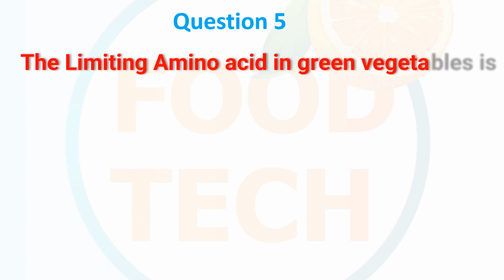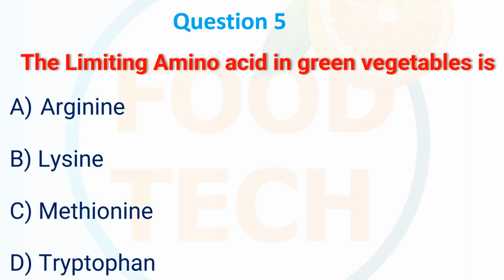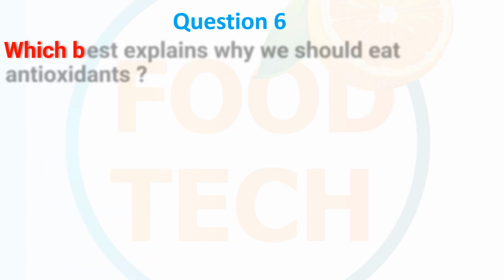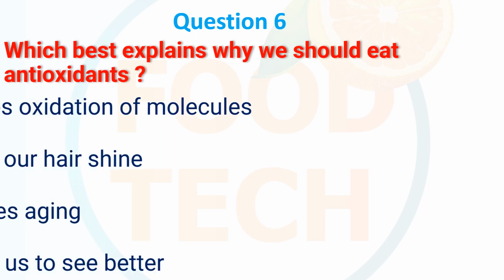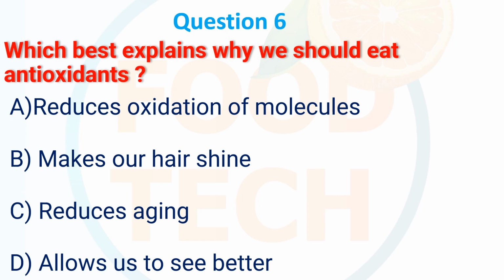The limiting amino acid in green vegetables is A. Arginine, B. Lysine, C. Methionine, D. Tryptophan. The answer is B. Lysine. Which best explains why we should eat antioxidants? A. Reduce the oxidation of molecules. B. Make our hair shine. C. Reduce aging. D. Allow us to see better. The answer is A. Reduce the oxidation of molecules.